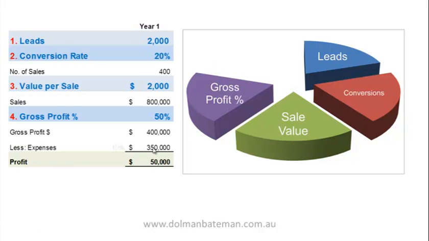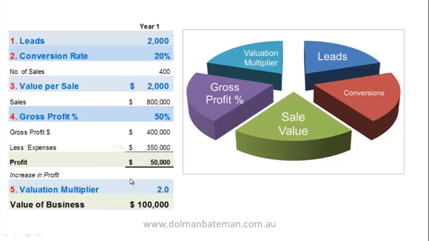Now I've assumed there's expenses in just running this business of $350,000. They're the fixed expenses, the rent, and costs of the legal framework associated with the business. So we've got this fairly small profit of just $50,000.